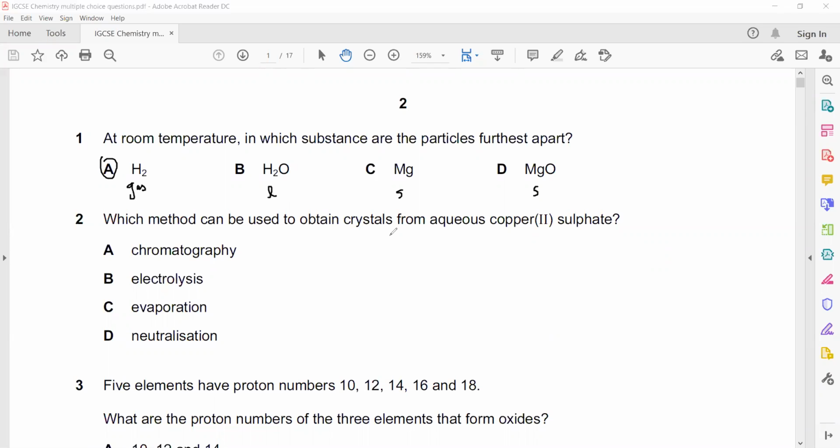Which method can be used to obtain the crystals from aqueous copper 2 sulfate solution? Aqueous copper 2 sulfate means we have a solution of copper sulfate and we want to obtain the crystals. So which method can we use? Either evaporation or crystallization can be used to obtain the soluble salt from solution. So A, chromatography, is used to separate two or more liquids from each other.